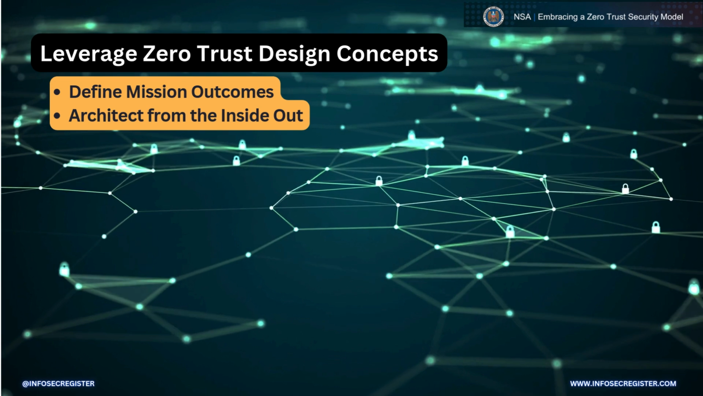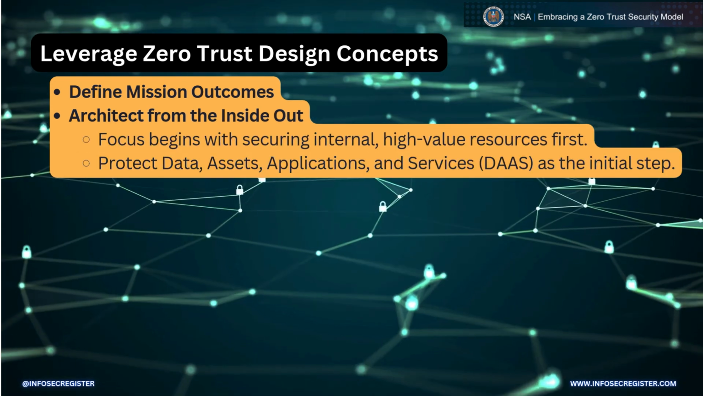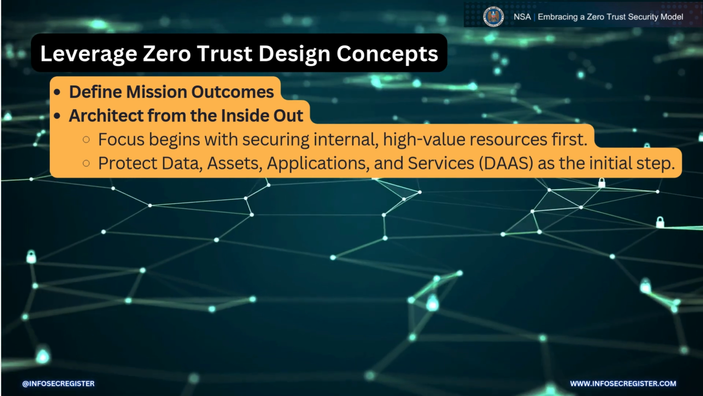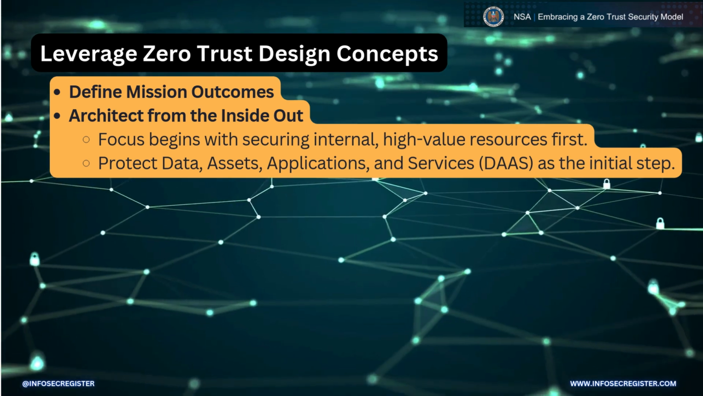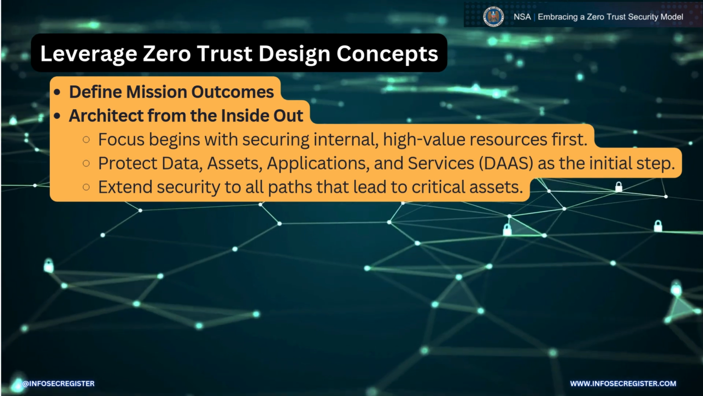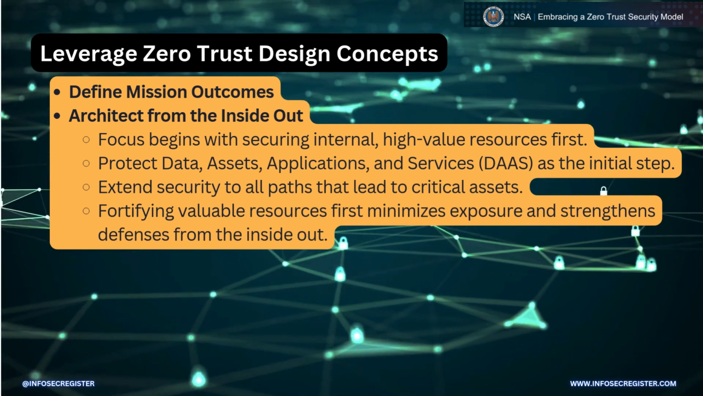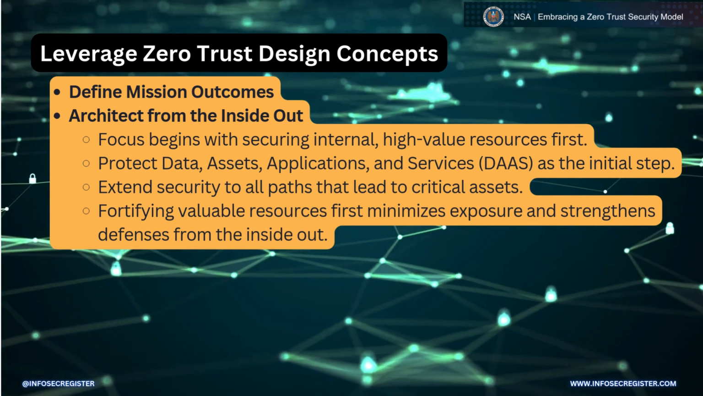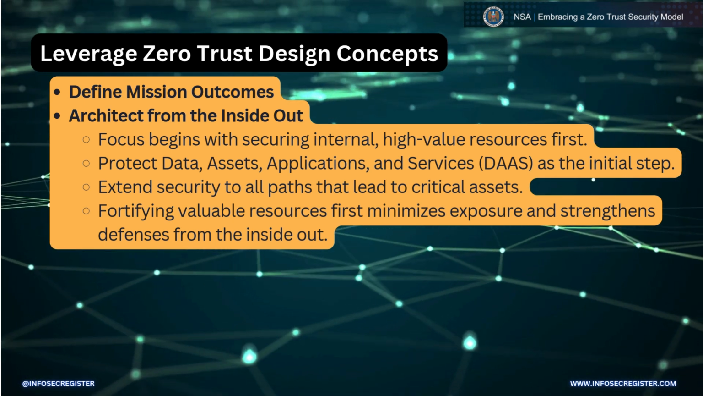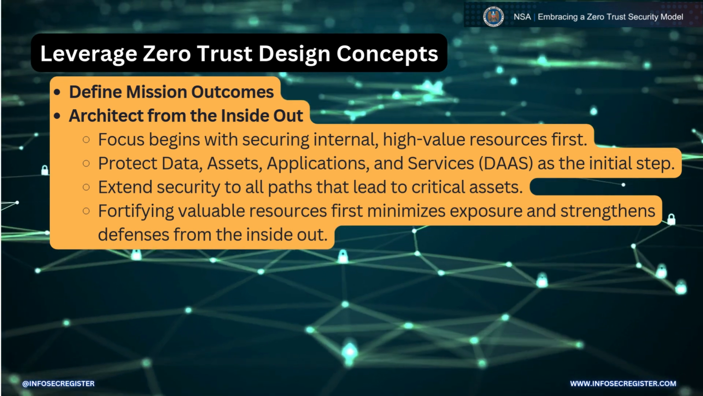Architect from the inside out. In a Zero Trust model, the focus must start from within. The first priority is to protect the critical DAS identified earlier. Once these resources are secured, the next step is to ensure that all paths leading to them are also secure. This inward-out approach helps to fortify your most valuable assets before extending security measures to external connections. By concentrating on the critical resources first, you minimize the risk of exposure and create a solid defense perimeter.